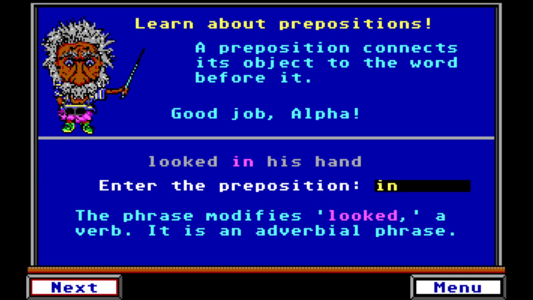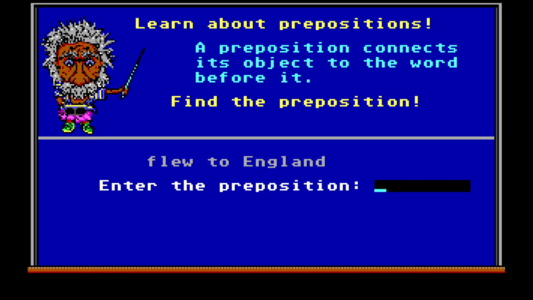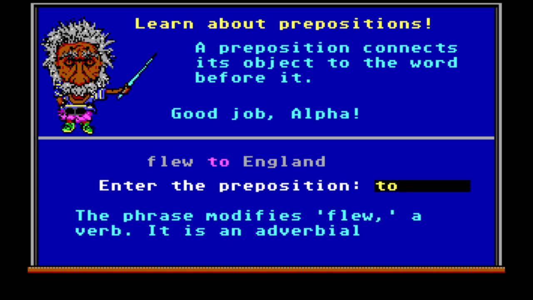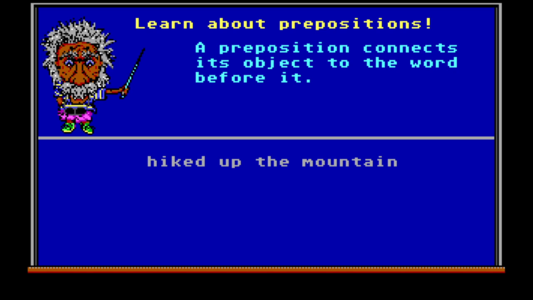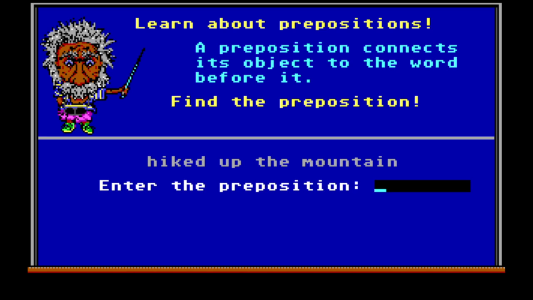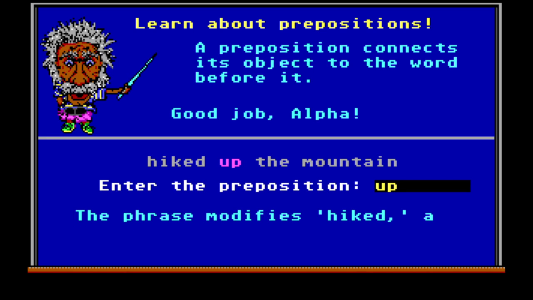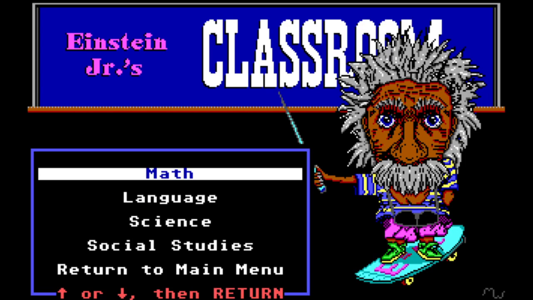An adverbial phrase or an adjectival phrase. So what kind is this? Adverbial. Up. I guess anything indicating direction or relative location. Okay.